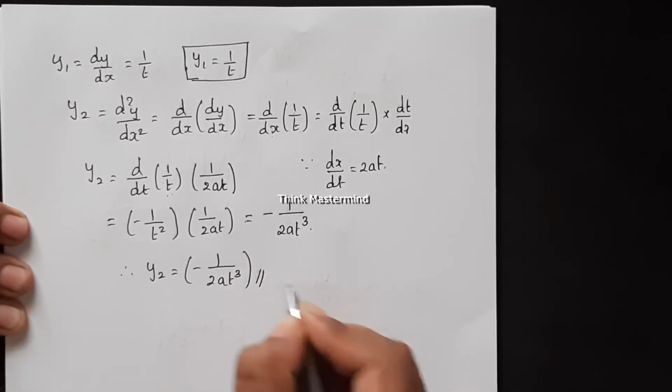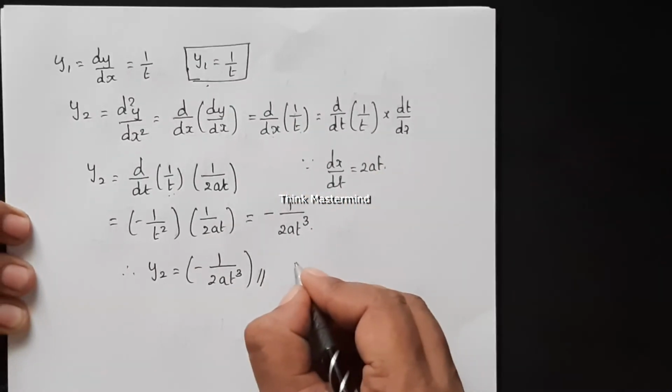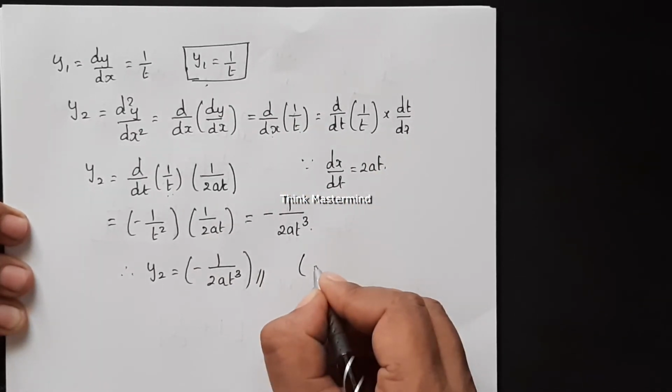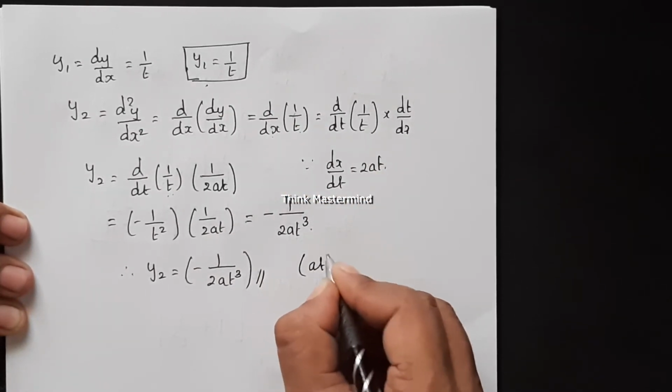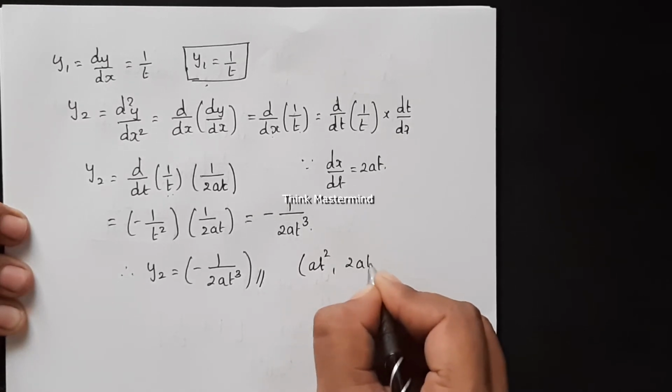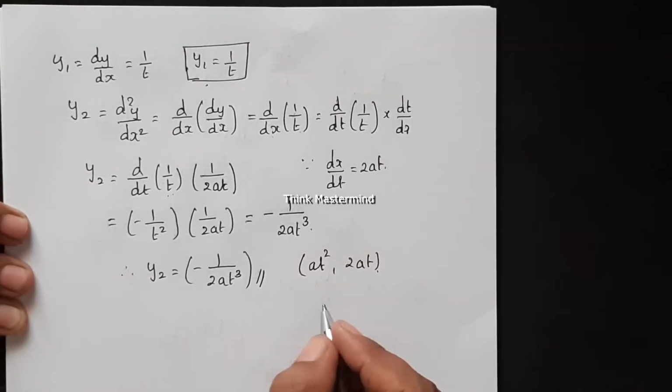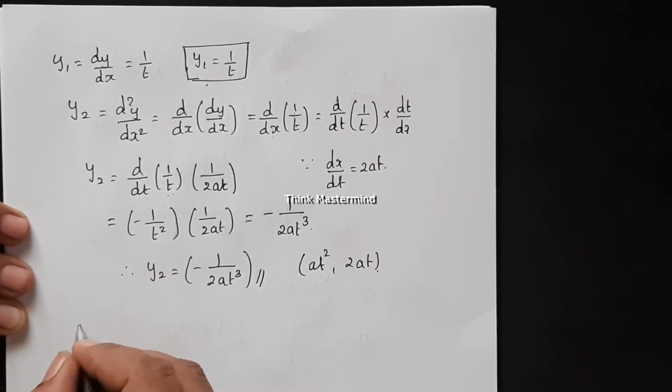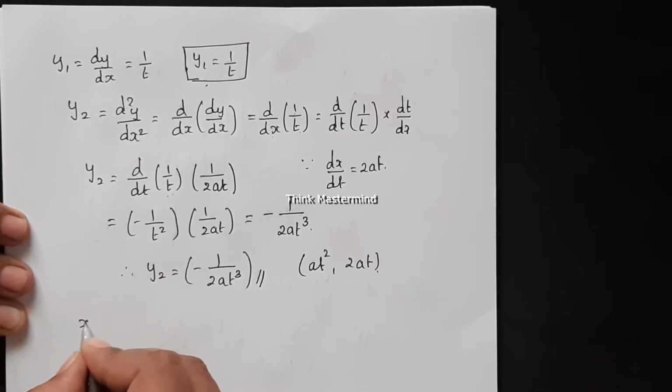So this is y2, this is y1, and we know that the parametric form of x and y is at squared comma 2at. Now using all these values, we are going to find the center of curvature x bar.